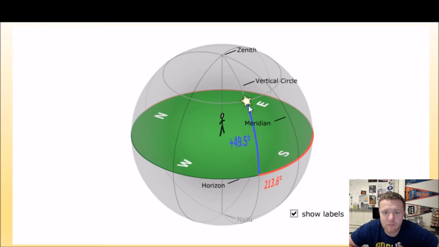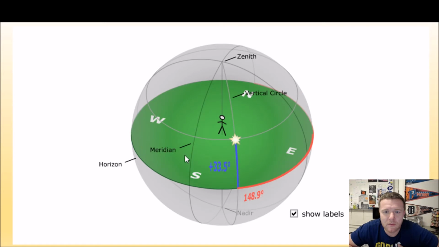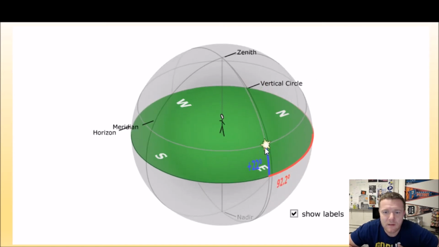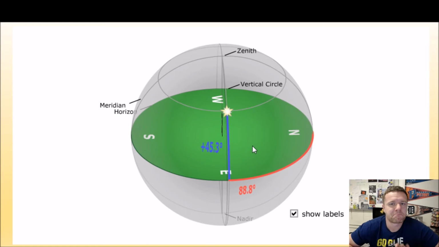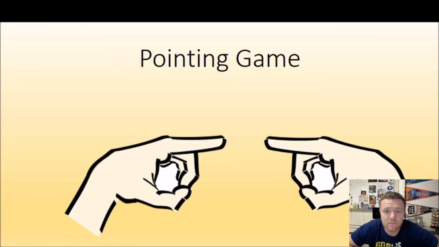Let's say you want to talk about something that is on the east. You have to face east. It's halfway up, 45 degrees. That's where that object would be located. So, pretty straightforward. That's all there is to it. Now, what we would do in class is the pointing game.